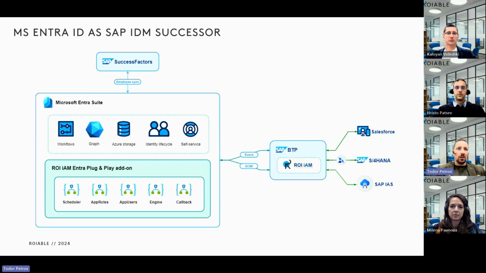One of the modules is, of course, our ROIAM Entra plugin that I call just a plug and play add-on, because it's really what it says it is. It's a plug and play that you can use for any kind of application you want to onboard into Entra. These Entra functionalities include... Entra is a suite. Actually, it's not just Entra like a service, but includes also workflows, graph, Azure storage, identity lifecycle, self-service, and so forth.